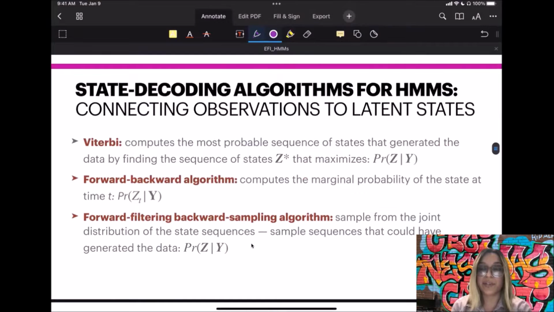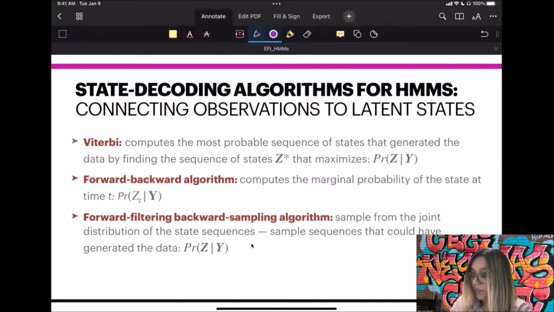So one of the nice things about hidden Markov models is that there are these so-called state decoding algorithms, which means we can connect observations to latent states. So akin to clustering via k-means or other types of machine learning algorithms, HMMs can do the same exact thing. We can connect an observation to a different state, which is nice when the latent states correspond to something ecologically meaningful, because then we can identify which observations correspond to different, for example, behaviors in animals.